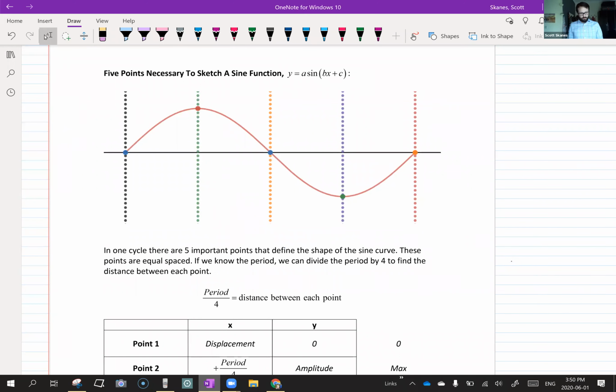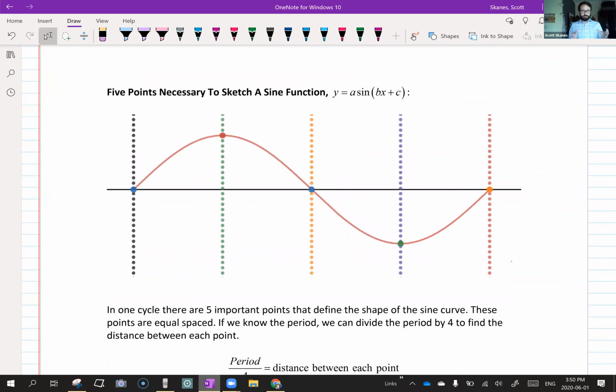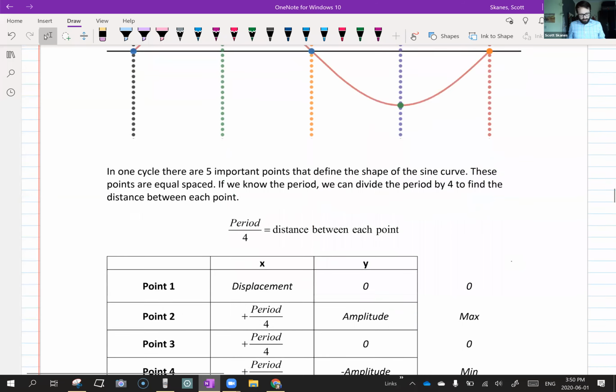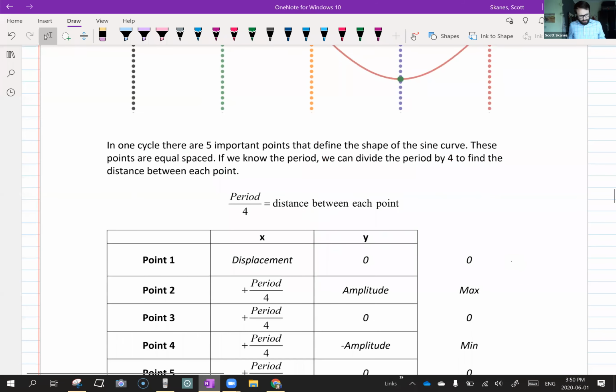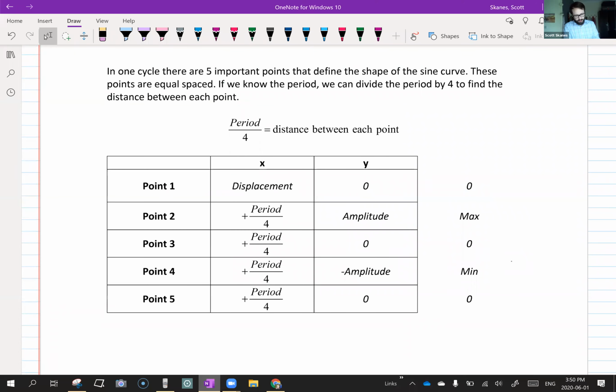So what we see here is the most basic sine function that we can get. When you look at this, let me go forward to the table and come back to this. We can make this function based on this table. This is kind of like our cheat sheet. If you use this table, you have everything you need.